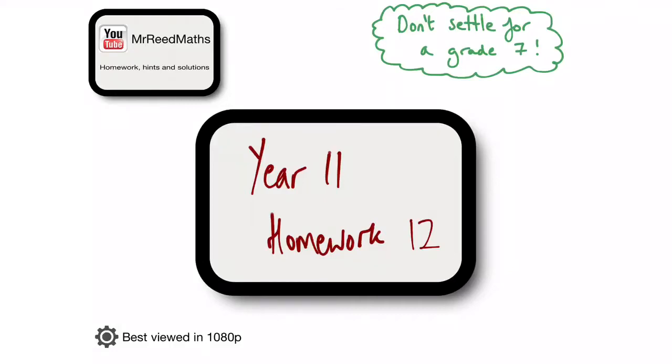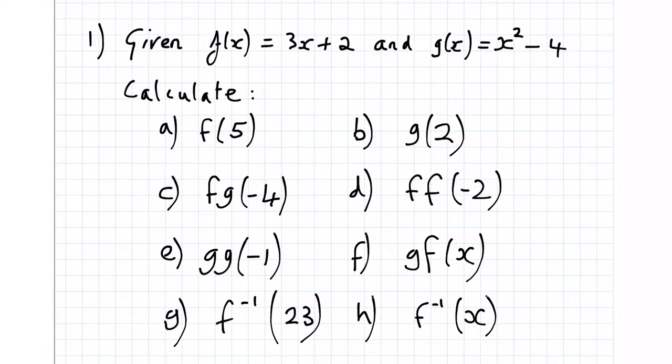So this is homework 12 for my year 11 class. It's due in on Friday. Remember to start it early in the week and ask for help if you get stuck. Question 1, function notation, you've got to calculate f of 5, g of 2 and so on. There'll be a small amount of working out that you need to write down for each question.